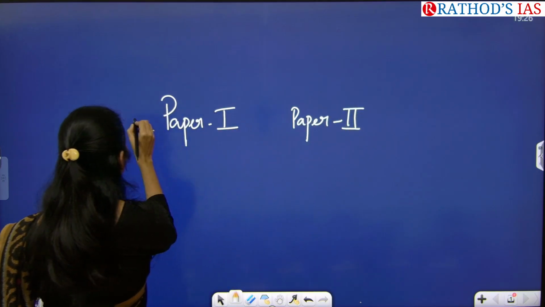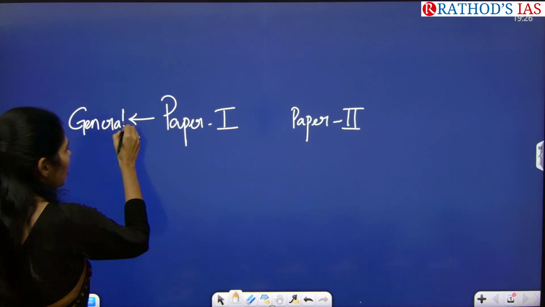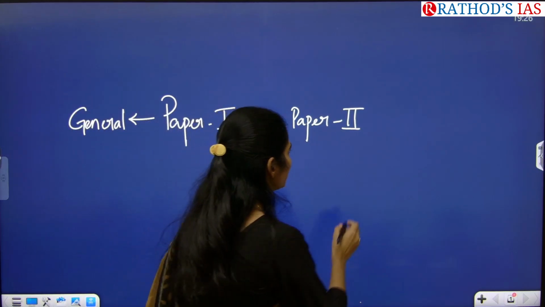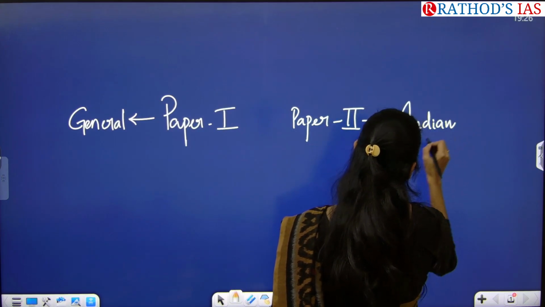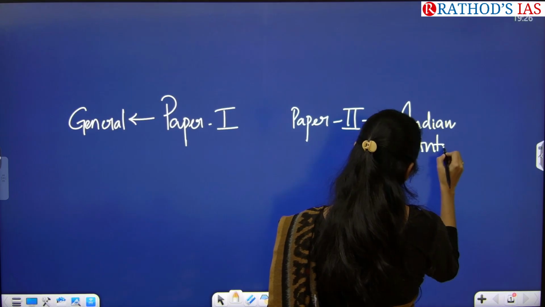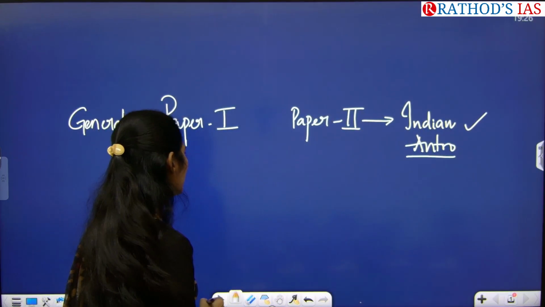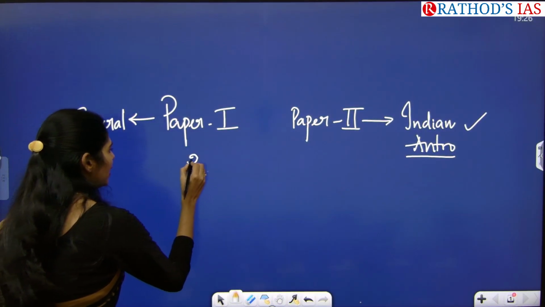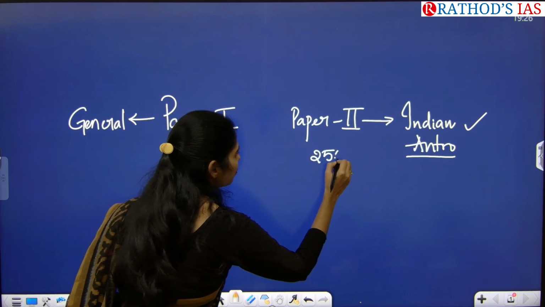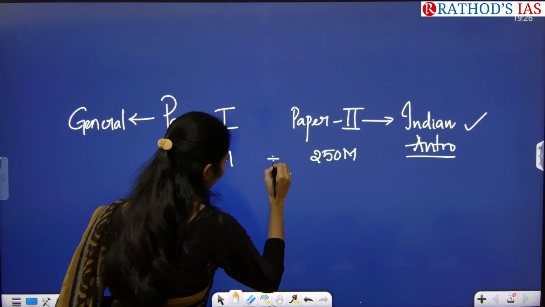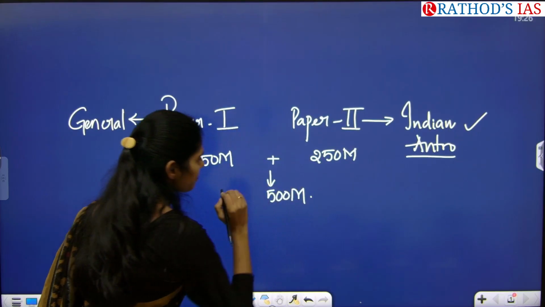Paper 1 is general anthropology. But Paper 2 is about India. It is purely related to Indian anthropology. Whatever you study here will be related to India. And as you all know, Paper 1 is for 250 marks and Paper 2 is also for 250 marks. In total, we have 500 marks for your optional.